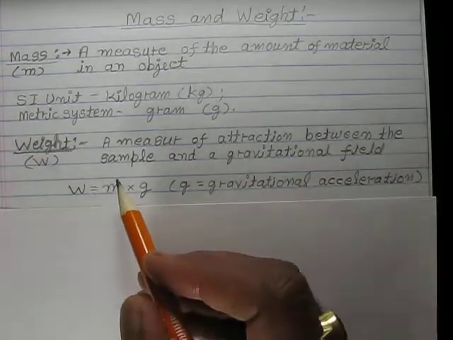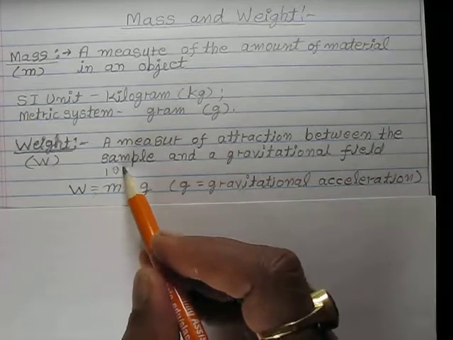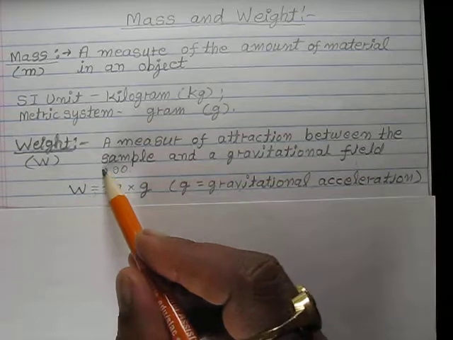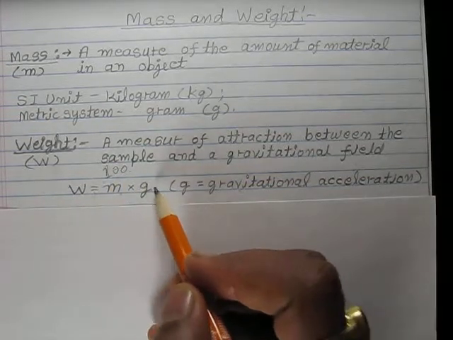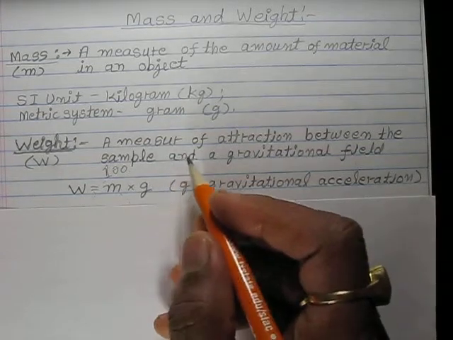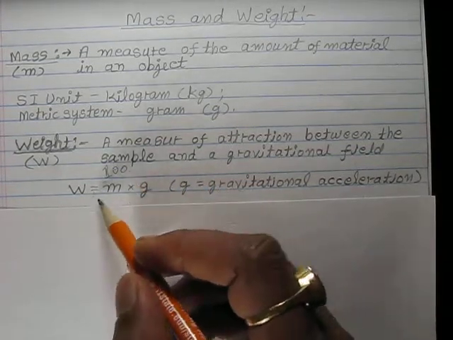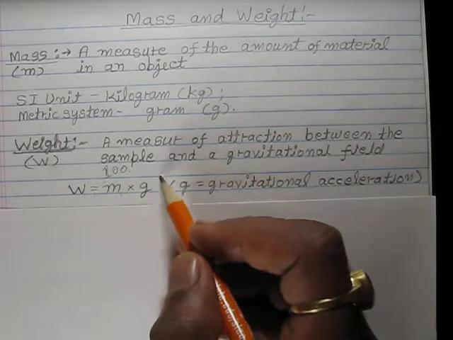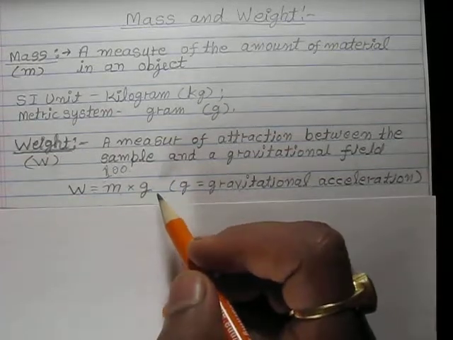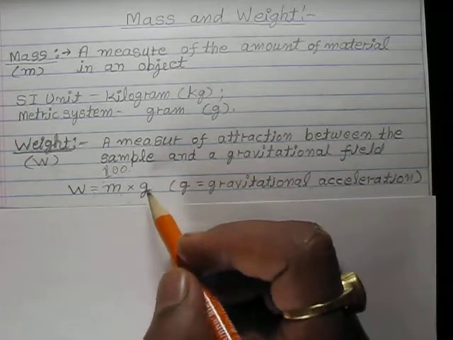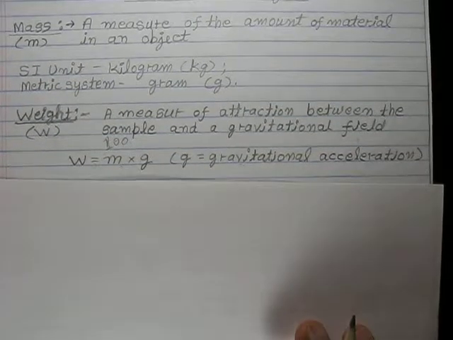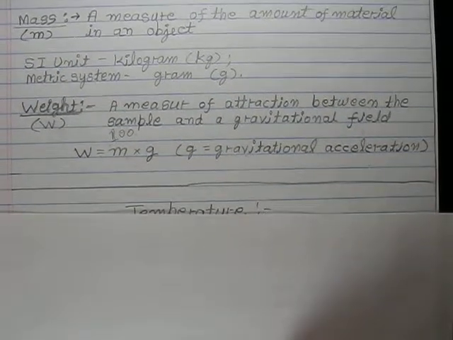So if your mass is 100, then the weight on the Earth will be multiplied by g of Earth, which is 9.8. So your weight will be like 98 kilogram. But on the moon, the g is less than Earth, so weight on the moon will be less. So this is the difference between the mass and weight.